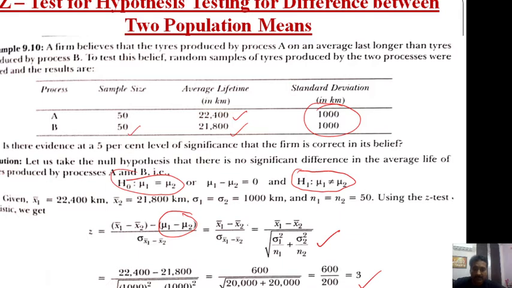Z alpha by 2 means, because alpha is 0.05, it would be 0.025. So in the table, for Z alpha by 2, meaning Z 0.025, the value is plus minus 1.645, and this value is lesser than 3. So here H naught is rejected, hence we can conclude that the tires produced by process A last longer than those produced by process B.